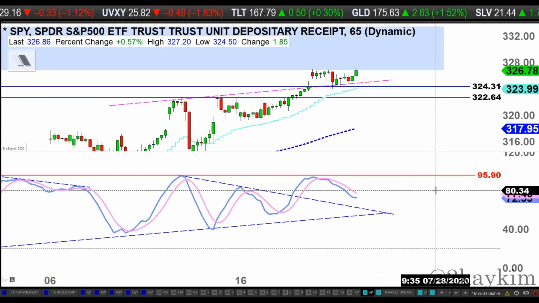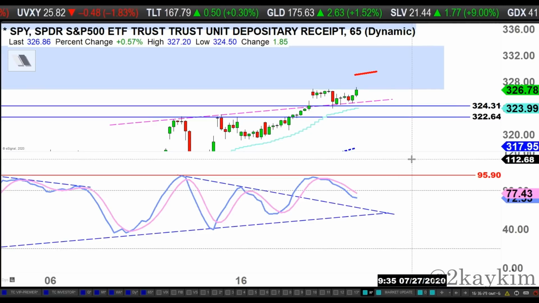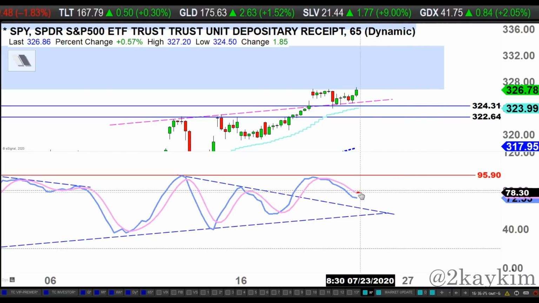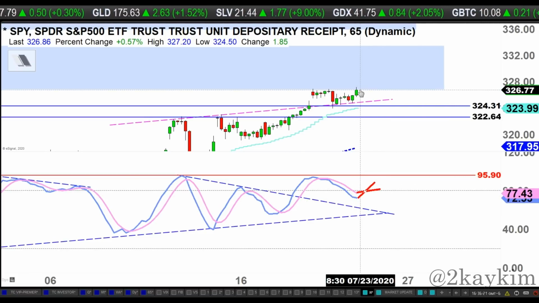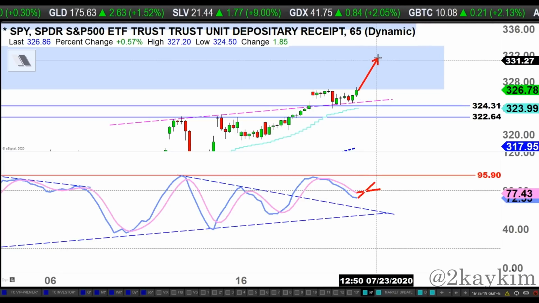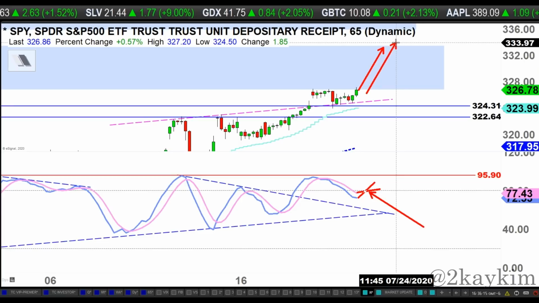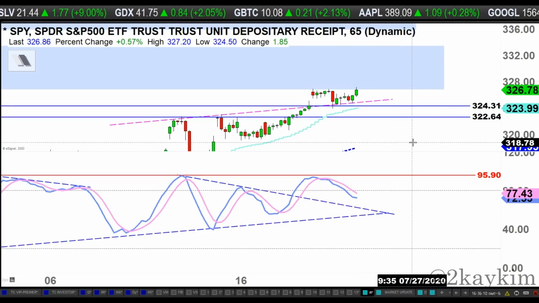So it will be important tomorrow if we do see a gap up, if we do see advancement in price tomorrow, you're probably going to see that oscillator crossing back up. When we do see that oscillator crossing back up, that cross up will get the price to go up and fill this gap at 333. So going into tomorrow, overall posture is bullish.